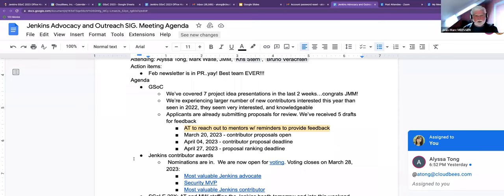So Jean-Marc, GSOC. GSOC is going strong. A lot of interest, a lot of attendance to the different meetings that we organized to explain the project ideas in details. So we covered already 7 project ideas in details, and all these sessions were very interesting, very well followed, and it is looking good.